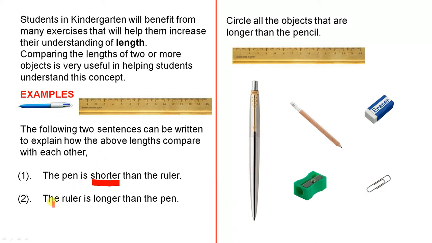Here we're saying the ruler is longer than the pen. See? So we're using the word longer. And you can see that the ruler is longer than the pen.